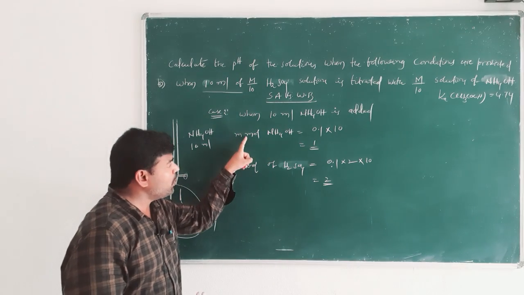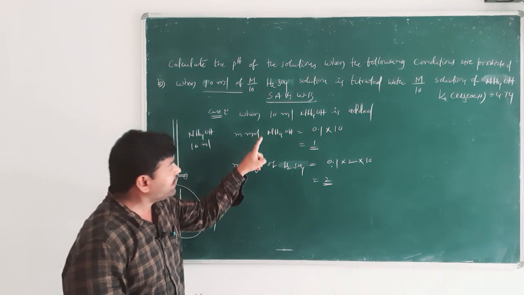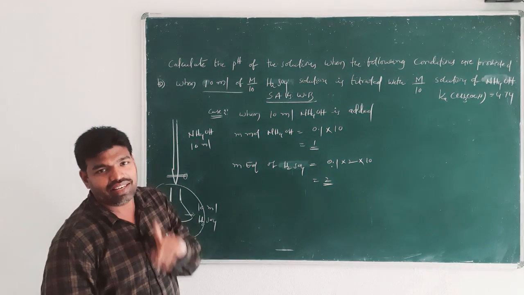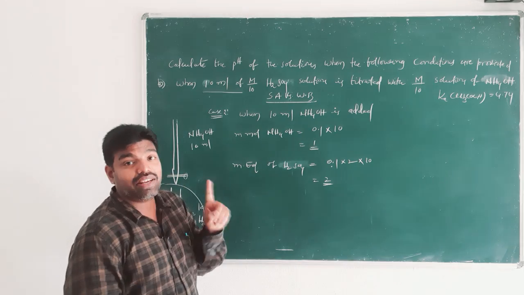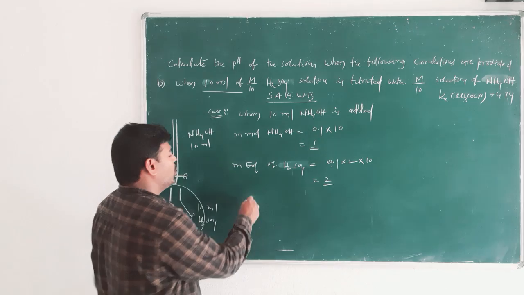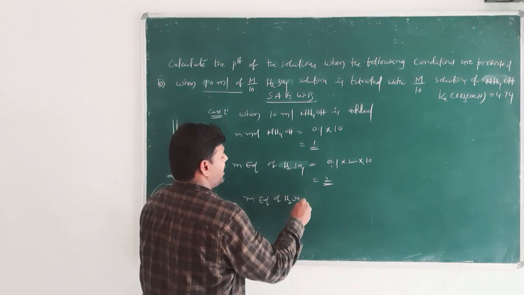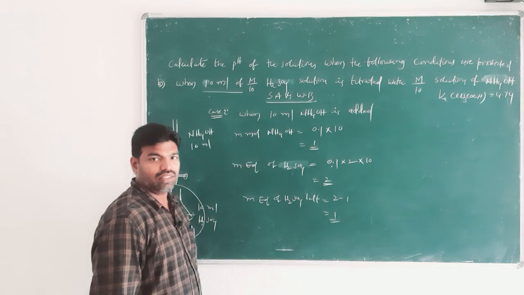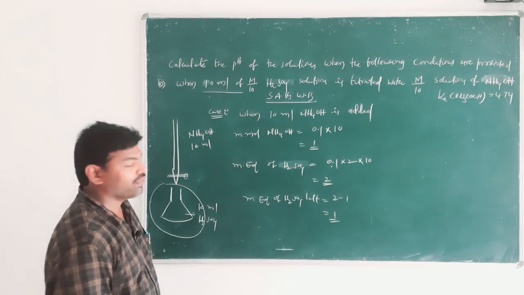1 millimole of titrant reacts with 1 milliequivalent of analyte. In this way, 1 milliequivalent of H2SO4 is left behind. So, milliequivalents of H2SO4 left behind is 2 minus 1, that is 1.